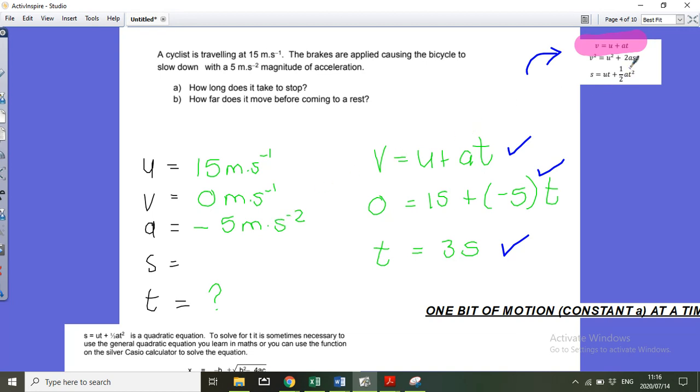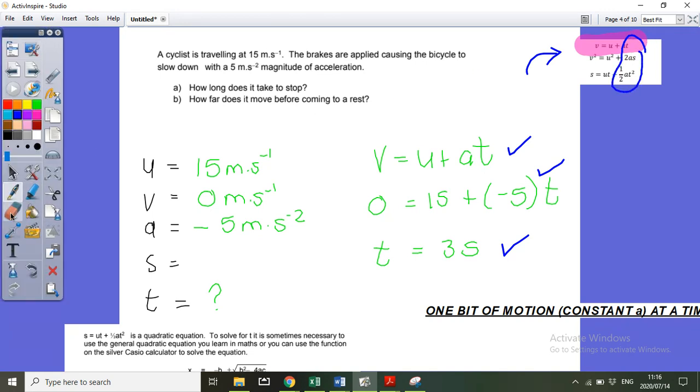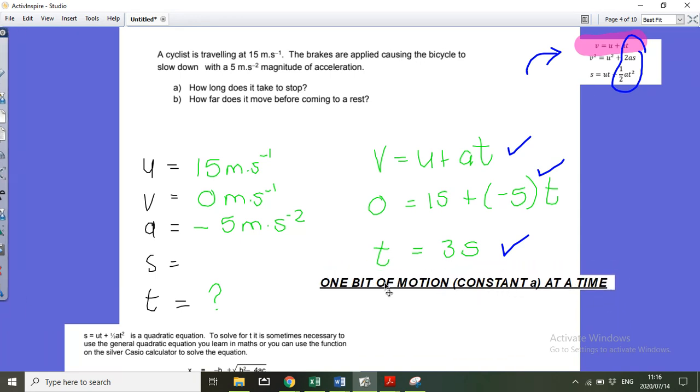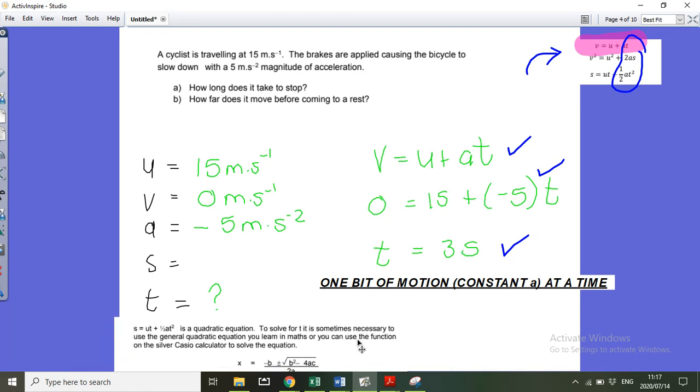Now, in all these equations, you will see a is always there. So the note I made here is very important. We only work with one bit of motion. So what I mean by one bit of motion, a bit of motion that has a constant acceleration, therefore a constant net force acting on the object for that specific time. If something changes, you go and write a new set of variables and you decide what about the first set can still be applied to the second set.